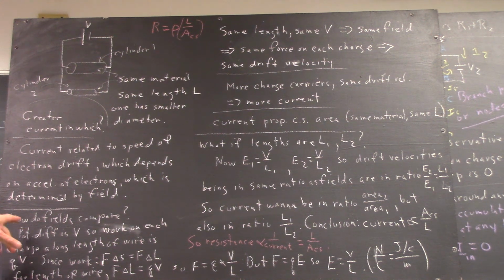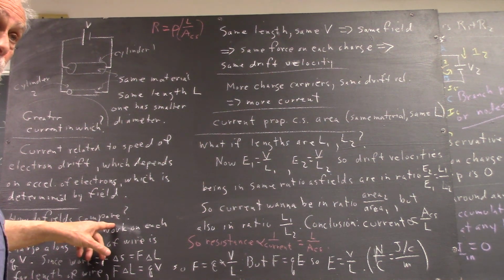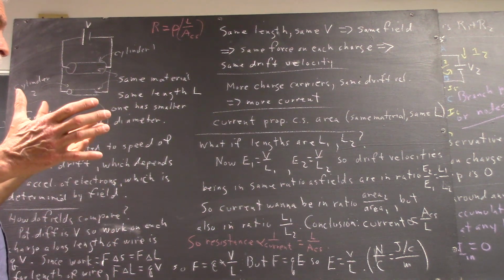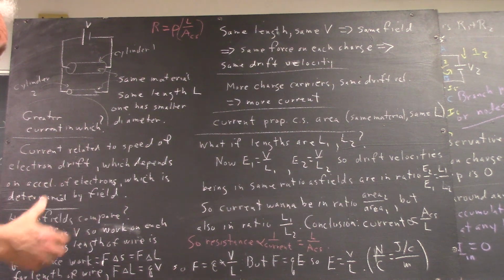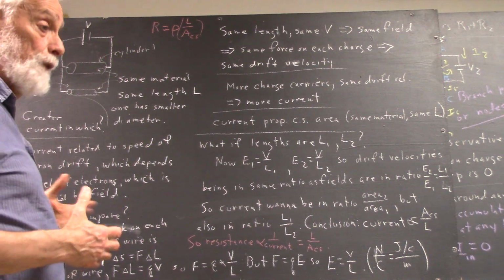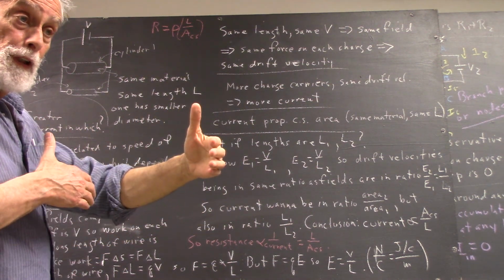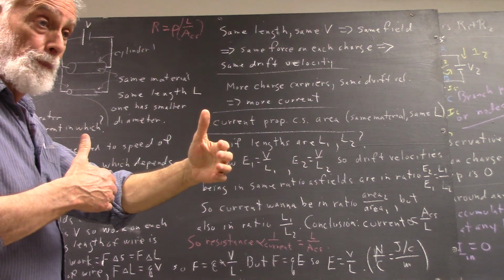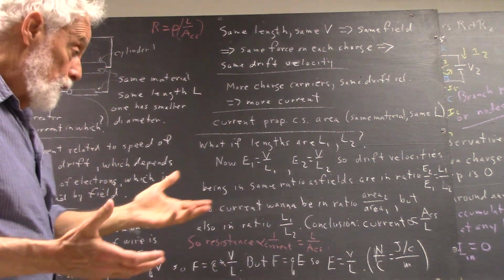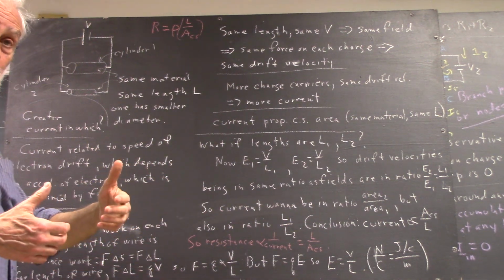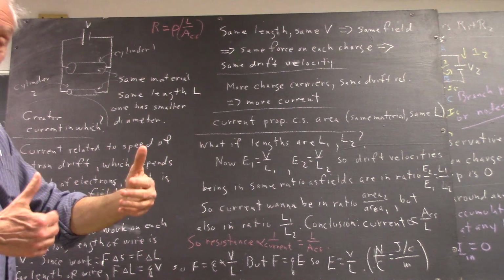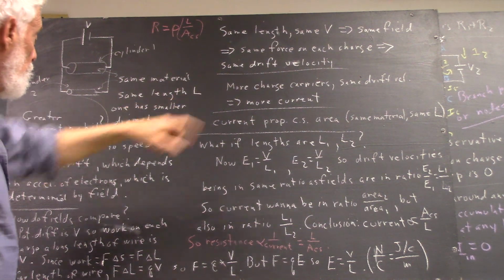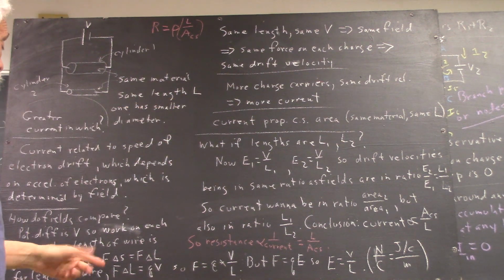Okay, well, then how do the fields compare? It should be an immediate connection that the electric field, if you have a uniform electric field over a certain distance, is equal to the voltage, the change in potential per unit of distance. The unit of electric field is the Newton per Coulomb or the volt per meter. So we have the same length here. Let's call that length L. The electric field is V over L.